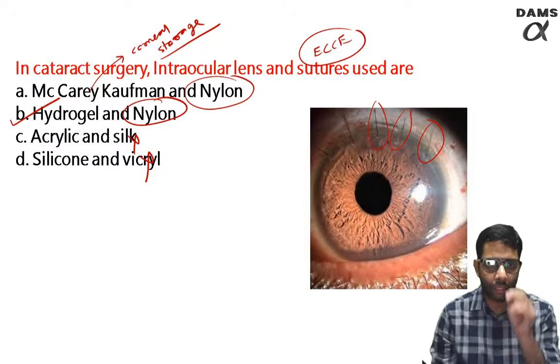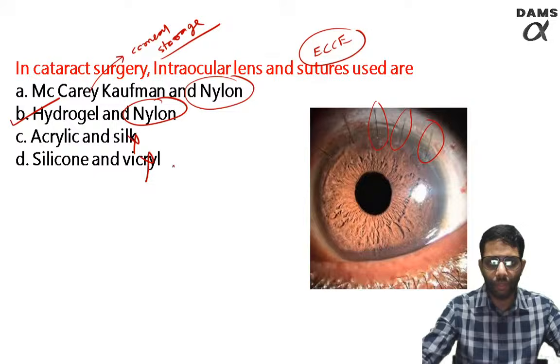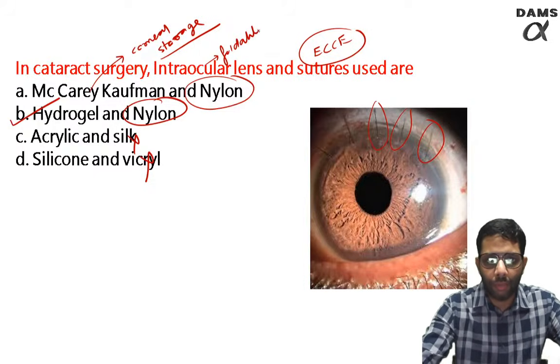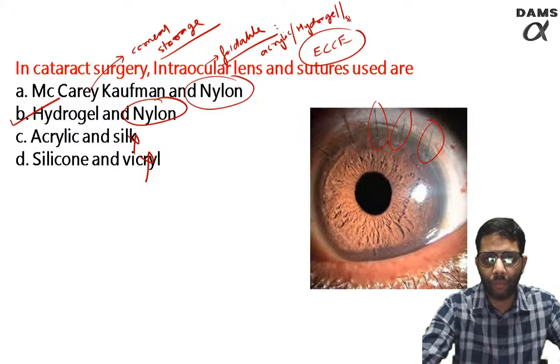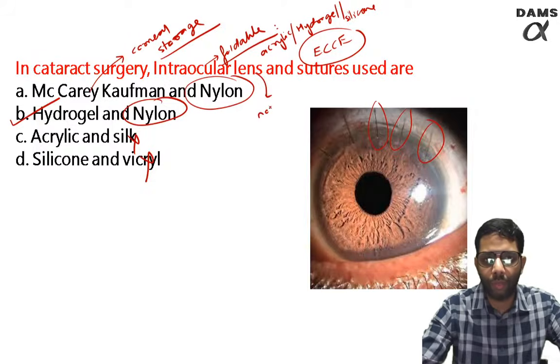So hydrogel is a foldable or non-foldable material? Intraocular lenses can be foldable, can be non-foldable. Three examples of foldable intraocular lens are acrylic, hydrogel, which is option number 2, and silicone. One example of a non-foldable one, which makes a hard contact lens as well, is polymethyl methacrylate.